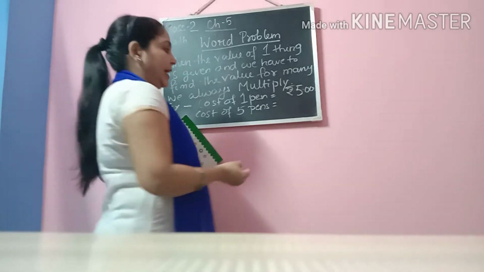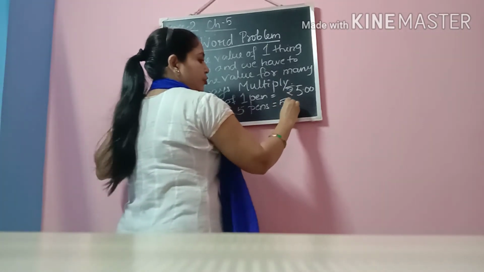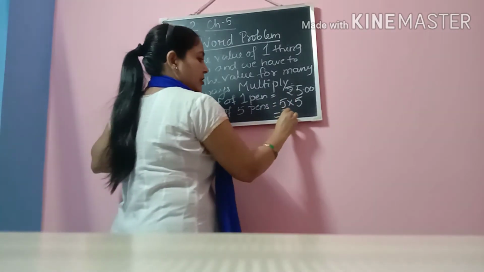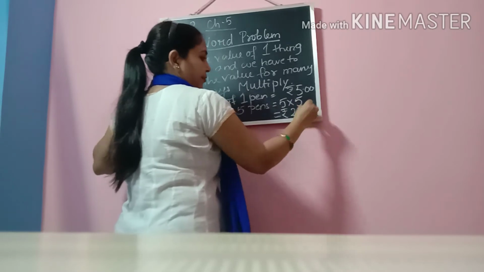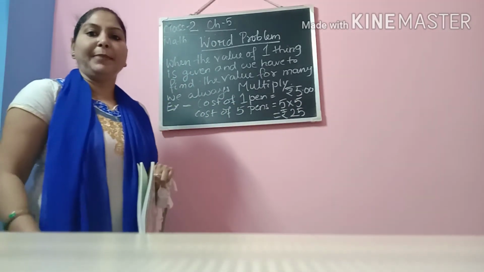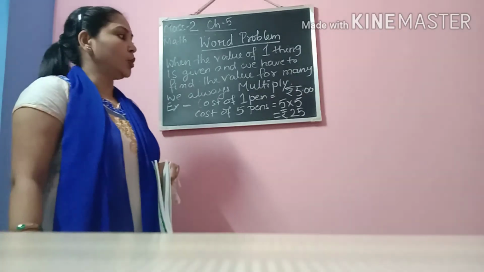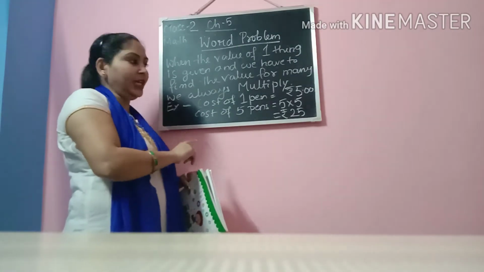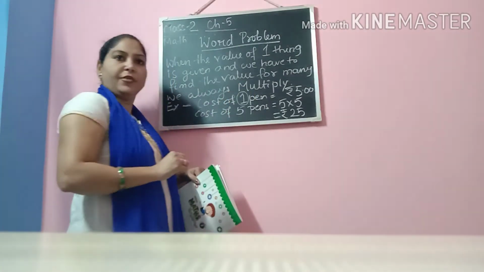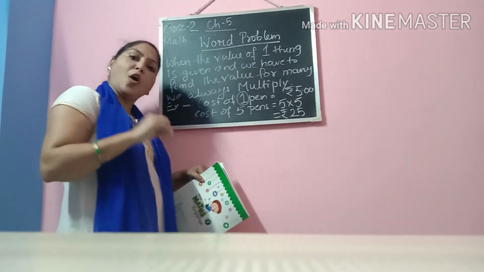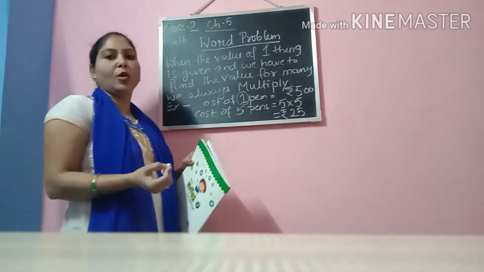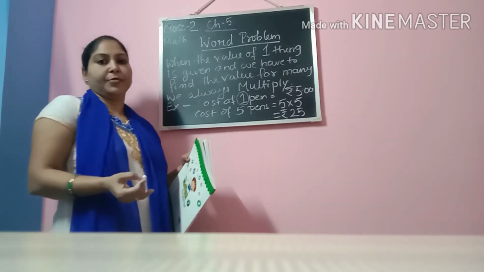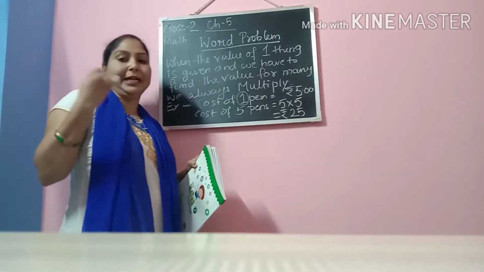So in this case, what am I going to do? I will multiply 5 into 5. So 5 into 5 is how much? Rupees 25. Okay, so I will be paying the shopkeeper 25 rupees to get 5 pens. Right. So what is the information given to me? I know the cost of 1 pen and I know how many pens I have to buy. But I don't know how many rupees I have to pay to the shopkeeper. So for that I have to do multiplication.